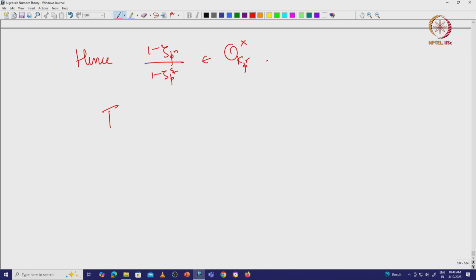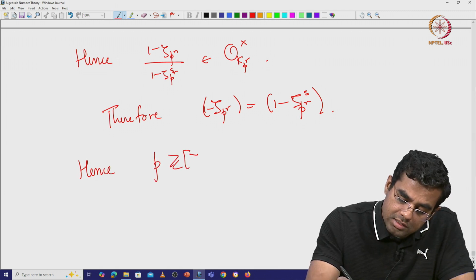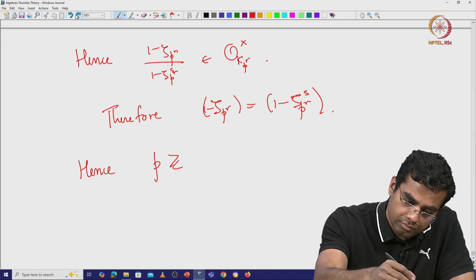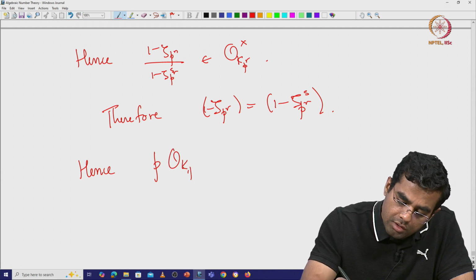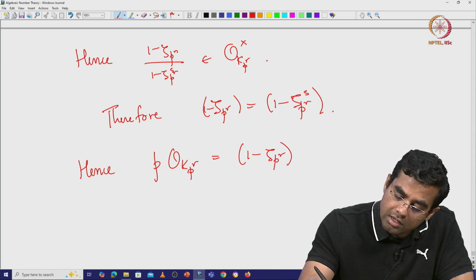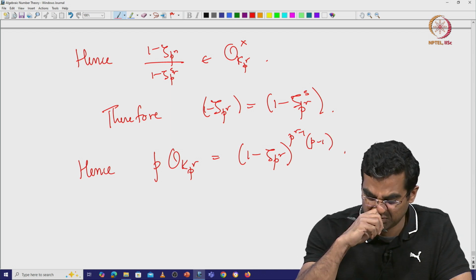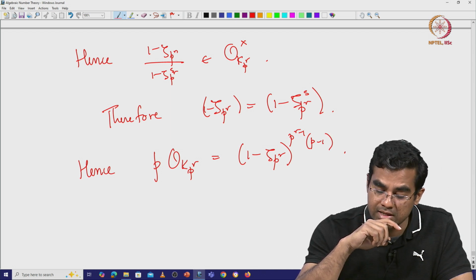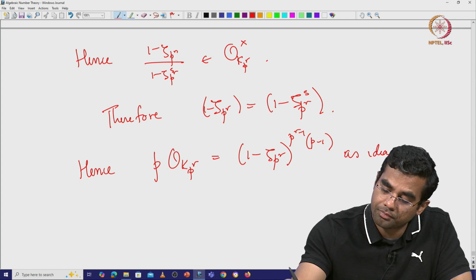Therefore, as ideals we have 1 minus zeta_{p^r} is the same as 1 minus zeta_{p^r} to the power s. What is the upshot of all this? So, hence the ideal p O_{K_{p^r}} is the same as (1 minus zeta_{p^r}) to the power p^{r-1}(p-1), again as ideals.